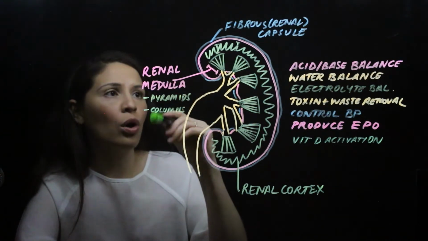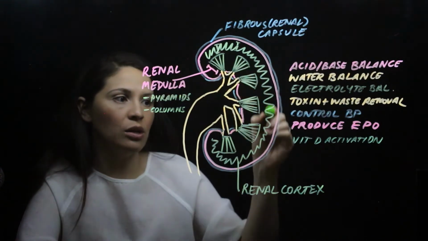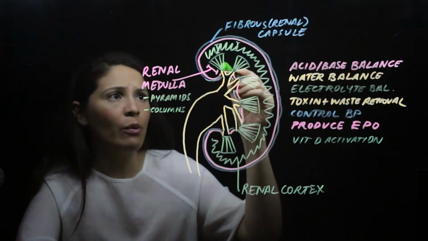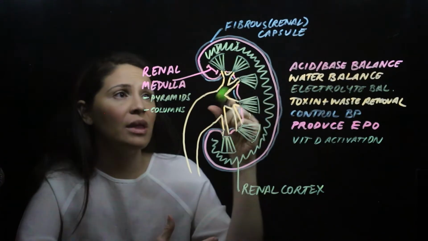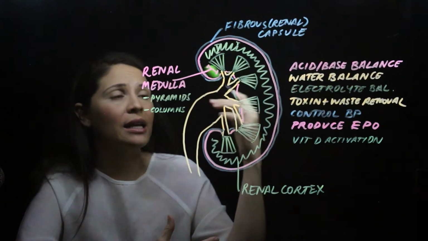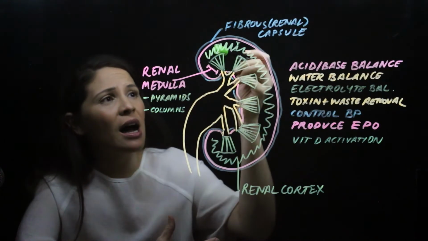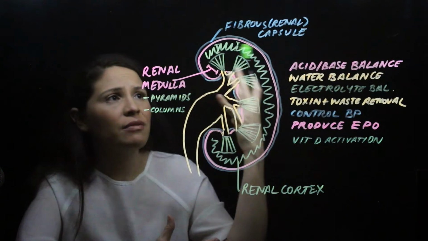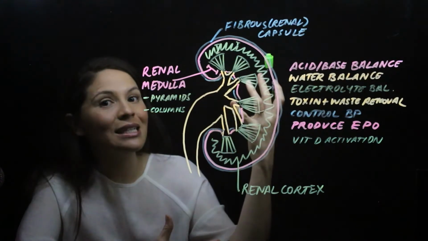So the renal column tissue is virtually the same as the cortical tissue. However, we don't find the bulk of nephrons within there. The pyramids are going to contain parts of the nephron, so those functional units of the kidney. It's going to contain part of the tubules of that, but it's mainly going to consist of collecting ducts.